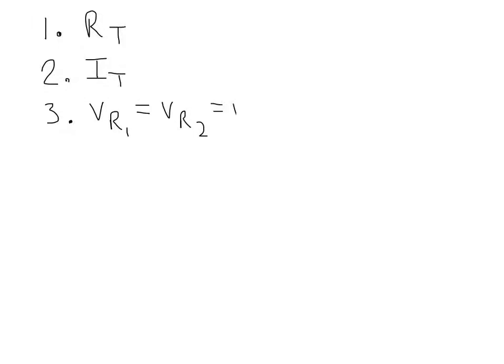Let's review the steps for working a parallel circuit. First of all, we find total resistance. Second, we find the total current. Third, the voltage drop across each resistor is the same as the source. Fourth, we find the current through each branch.